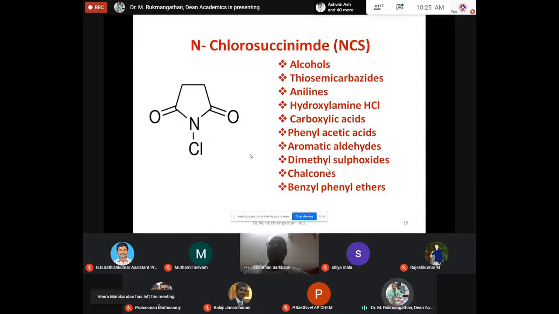N-chlorosuccinimide and the next one, N-bromosuccinimide. Most chemistry people know well that these two compounds are used as the most important oxidizing agents for almost all organic substrates. Alcohols, thiosemicarbazides, anilines, hydroxylamine, carboxylic acids, phenylacetic acids, aromatic aldehydes, dimethyl sulfoxides, chalcones, and benzyl phenyl ethers. In this way, for a great number of organic substrates, N-chlorosuccinimide has been widely used as the oxidizing agent.